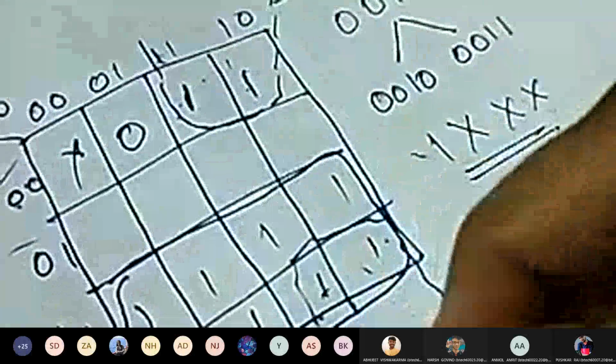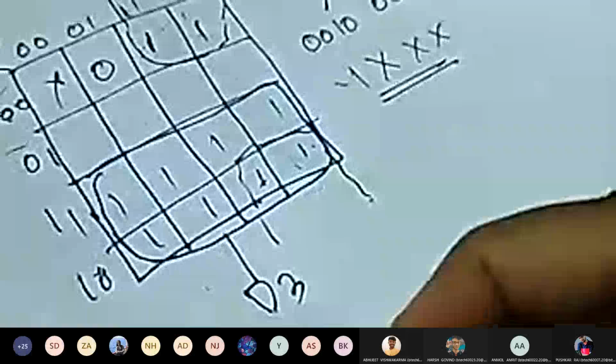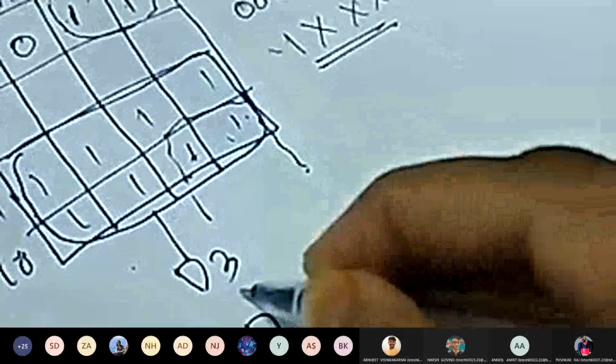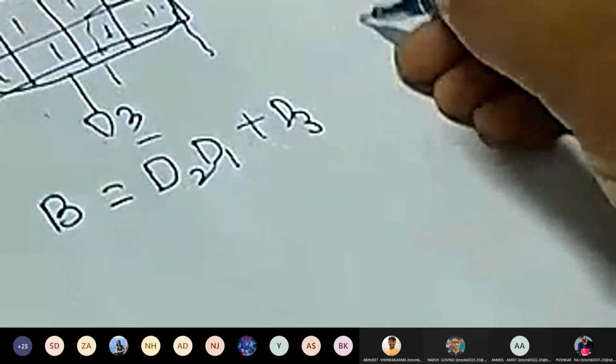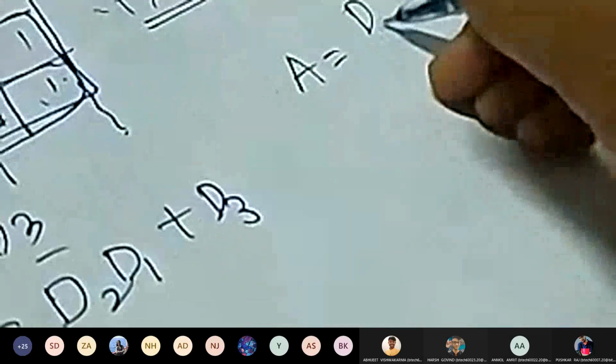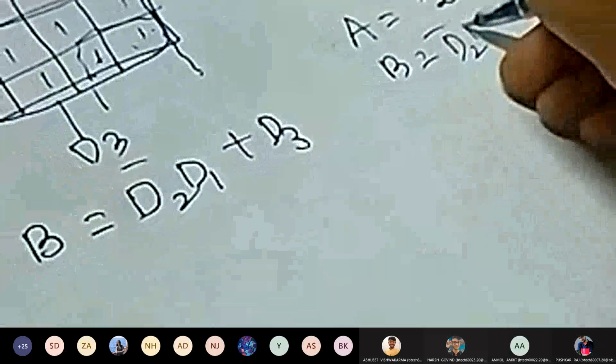Okay, and now what is the value for this? The value for this is D3. So now can we write what is B? B is equal to D2 bar D1 plus D3. Okay, so both the values you have got. So value for A, that is D2 plus D3, and what is value for B? That is D2 bar D1 plus D3. Now it's time to draw the circuit. So how you will draw the circuit?